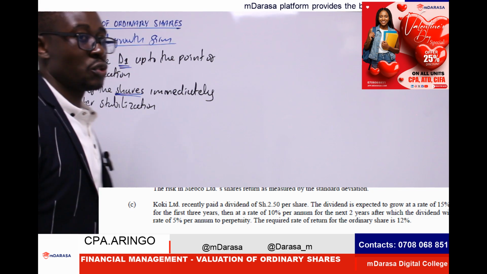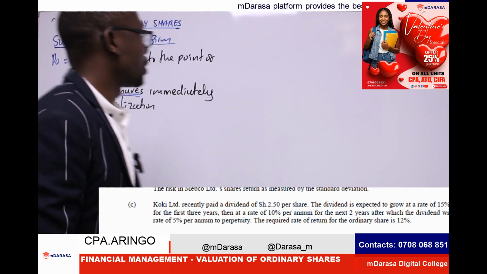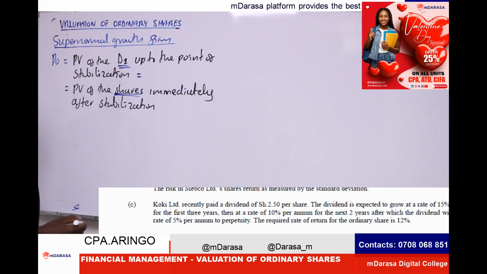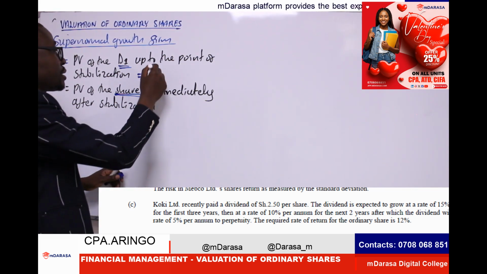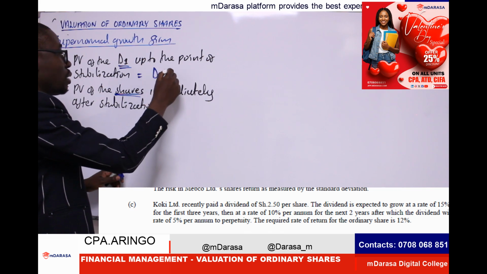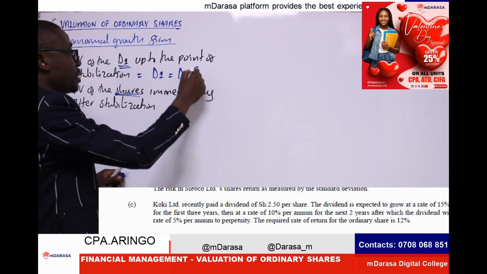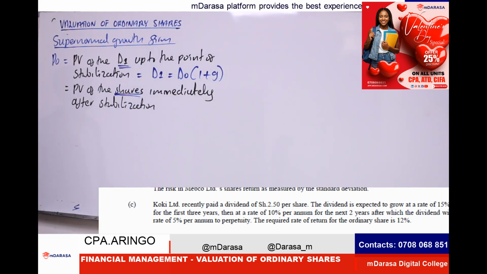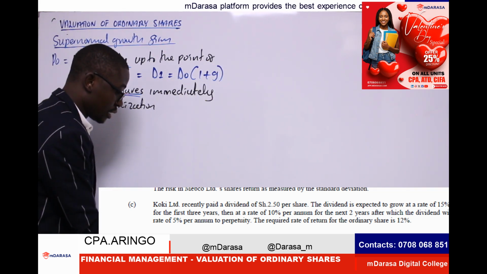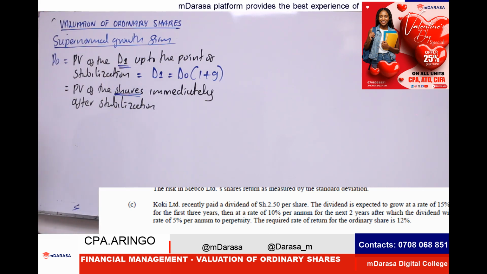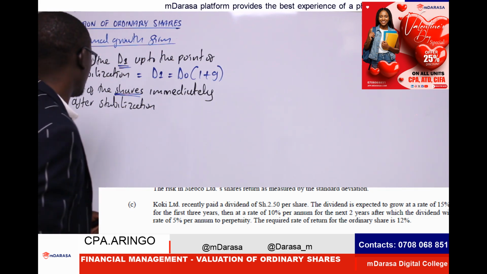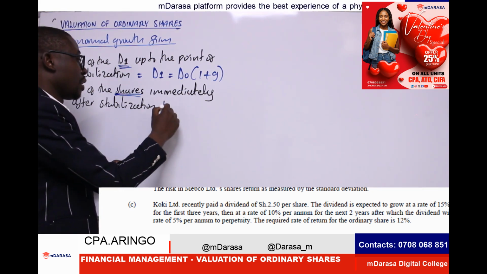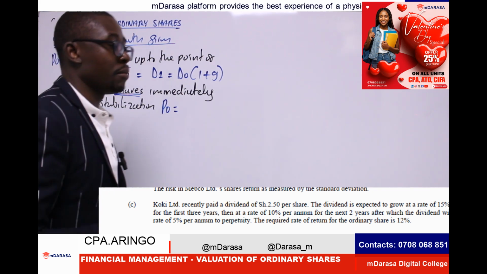This is one thing that you need to be very good at, because if you can recall what Mwalimu shared with us, anytime you talk about expected dividends, which is D1, we'll always take D0 into 1 plus g. That one will always give us the concept of the expected dividends.